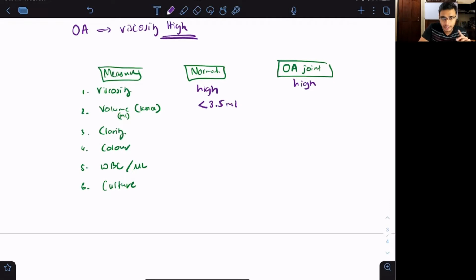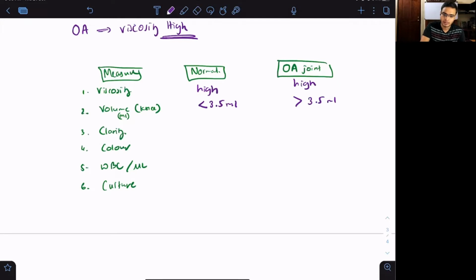In a normal joint. In an osteoarthritic joint, what do you think? Volume increased or reduced? Synovial aspirate, synovial fluid volume, we say often greater than 3.5 ml. Often increased. This is what we talked about, what we corrected at the start of the class.